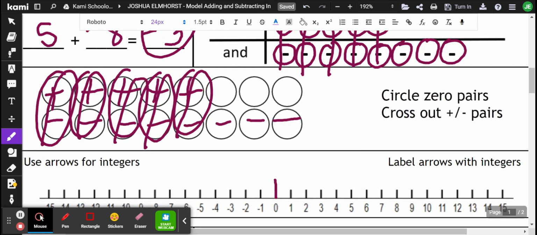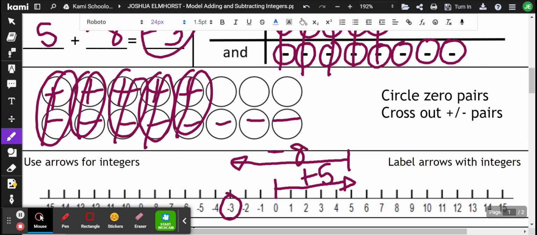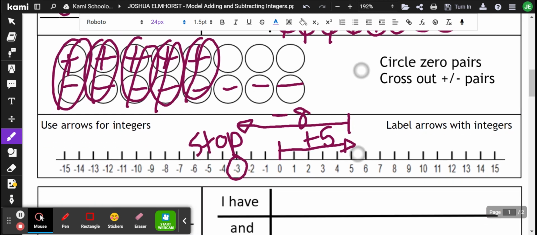Starting at 0, I'm going to go to the right, positive 5, and then go to the left, 8, and then we stop at negative 3.